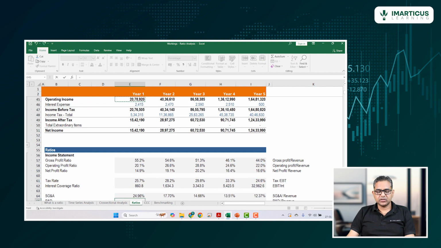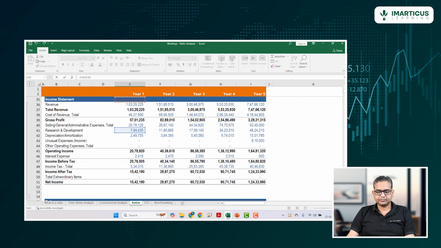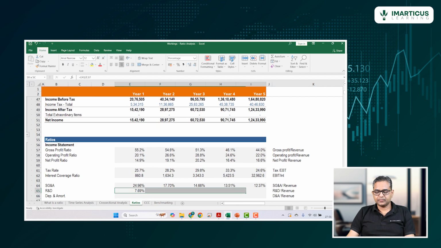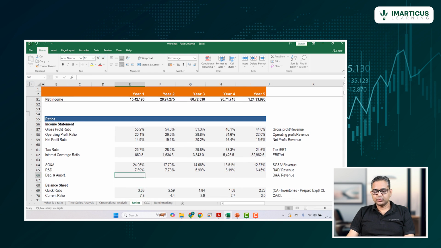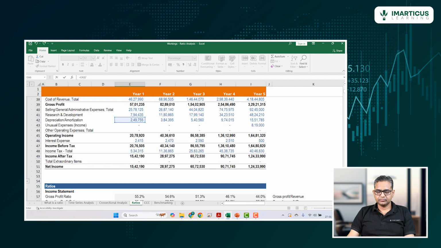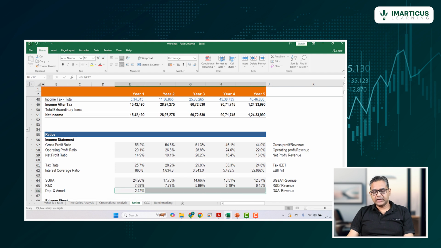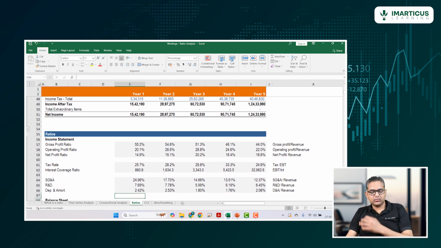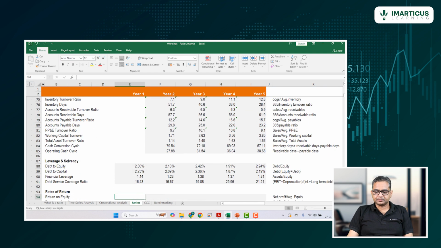R&D as a percentage of revenue is close to 6 to 8%. Lastly, depreciation and amortization. So all these things we can calculate as percentage of revenue to get an idea of what percentage of revenue they are spending on different operating activities.